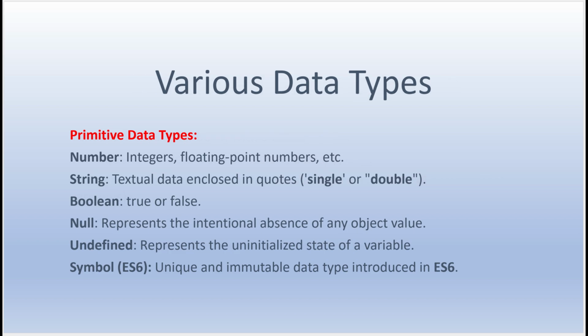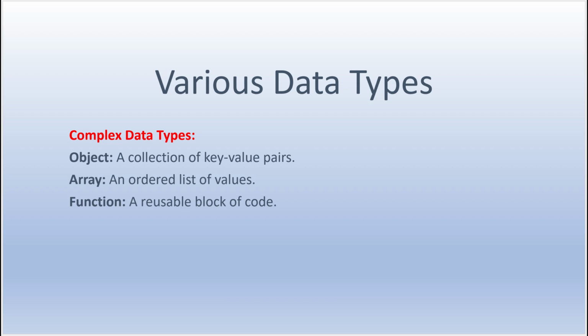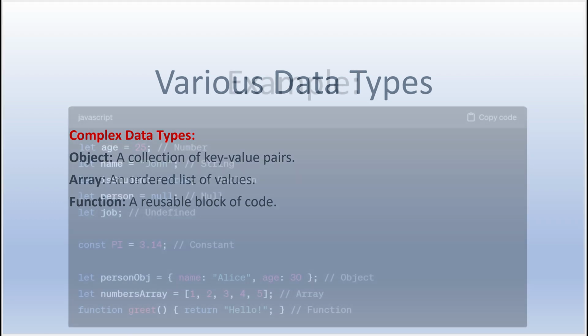JavaScript variables can hold a variety of data types. There are primitive data types such as numbers, strings, booleans, null, undefined, and symbol. There are also complex data types like objects, arrays, and functions.